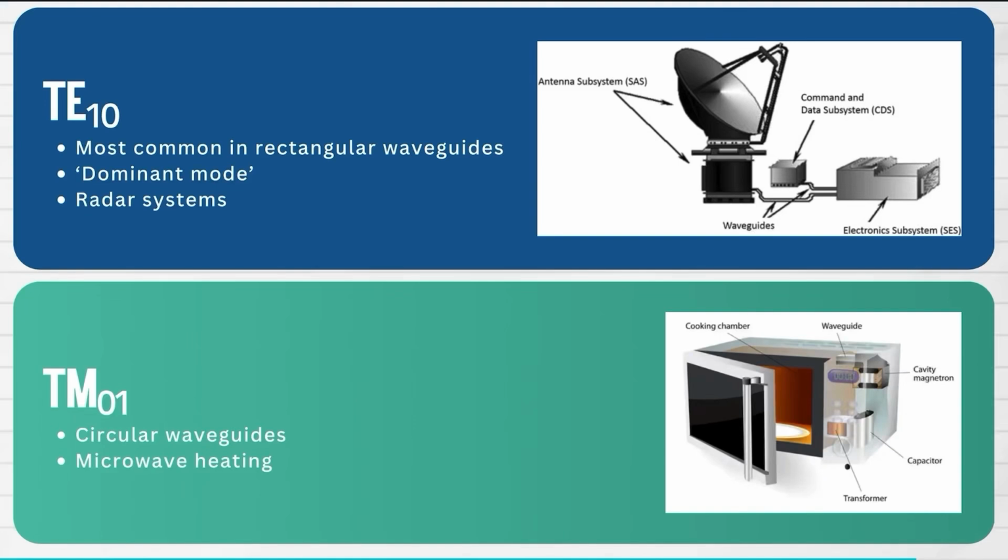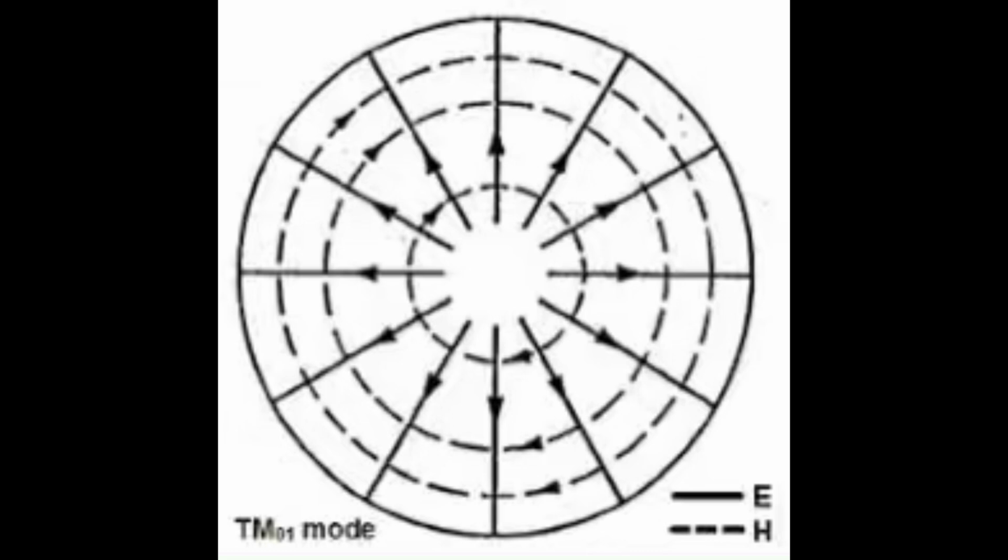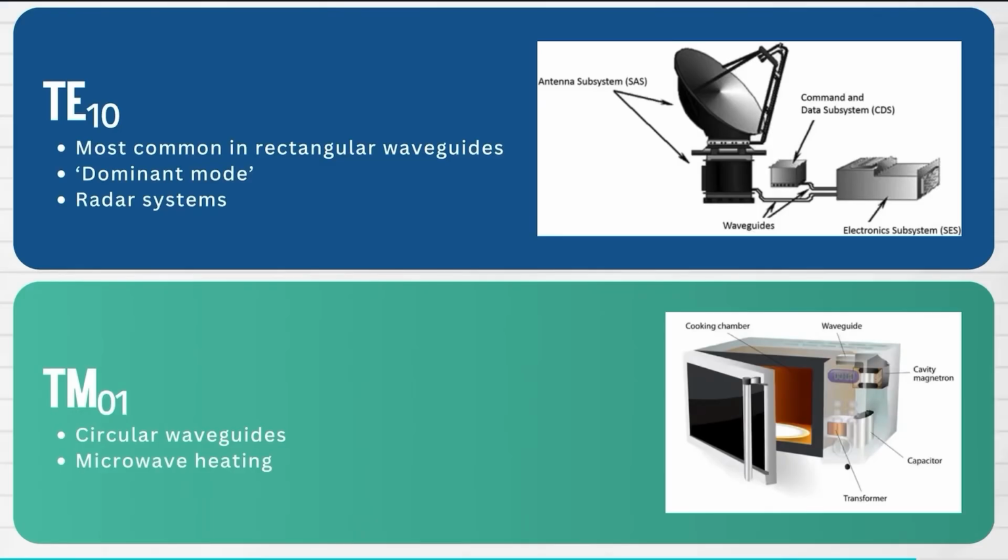The TM01 mode appears in circular waveguides and is often used in microwave heating or particle accelerators because this mode has a strong axial electric field. It's great for focusing energy towards the center of the guide. Each of these modes is used for a specific purpose, depending on the design of the waveguide and the frequency of the signal.